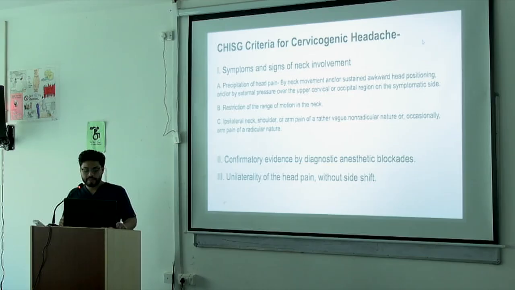The third criterion is ipsilateral neck, ipsilateral shoulder or ipsilateral arm pain of vague non-radicular nature, occasionally arm pain of a radicular nature. The next criterion is confirmatory evidence by diagnostic local anesthetic blocks, and the final criterion is unilaterality of the neck pain without side shift.